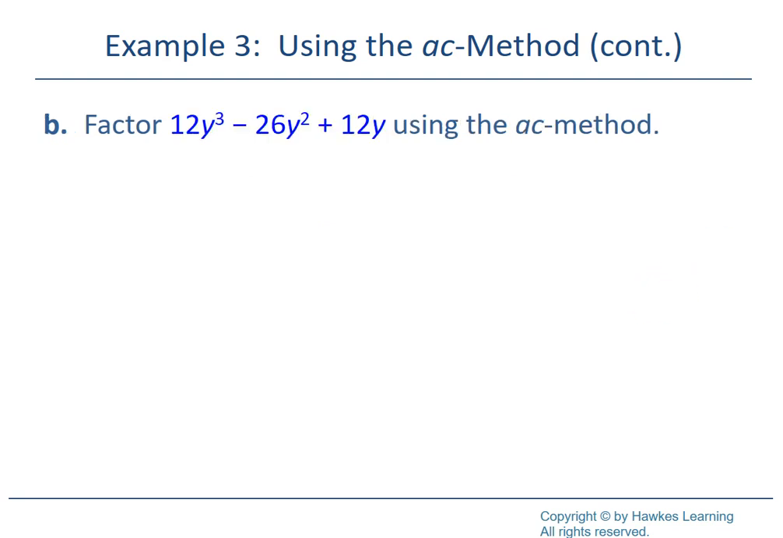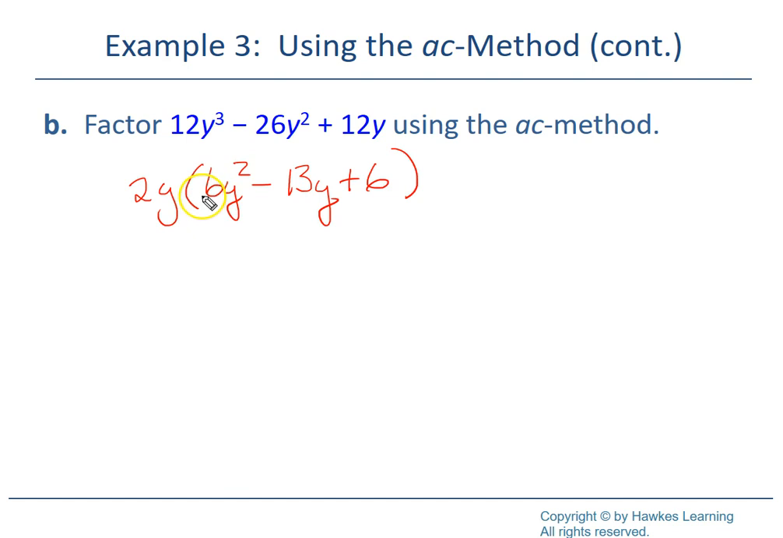Okay, we're going to pause and do this one here. Now, notice there's a 12, a 26, and a 12. So I think the first thing we should do is take out the greatest common factor. That helps make our work a little easier. So we're going to take out a 2y from each term. So that gives us 6y squared minus 13y plus 6.